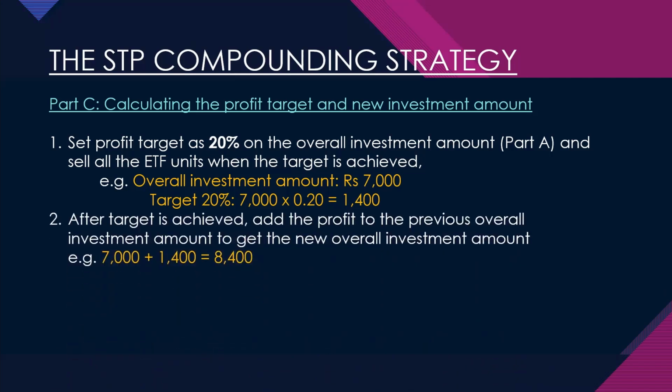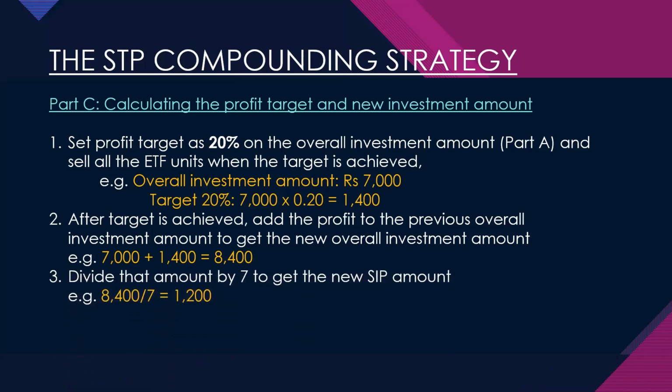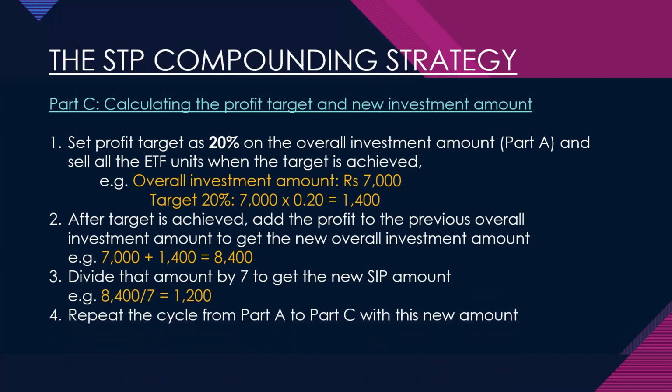We will simply add that profit amount into the overall investment amount we previously had, like in this example, 7,000, and we will add 1,400. That's the profit we booked, and we get the new overall amount as 8,400. And then we divide that by 7 to get our new SIP amount. So this cycle will keep going on from part A to part C till we are investing in that ETF.